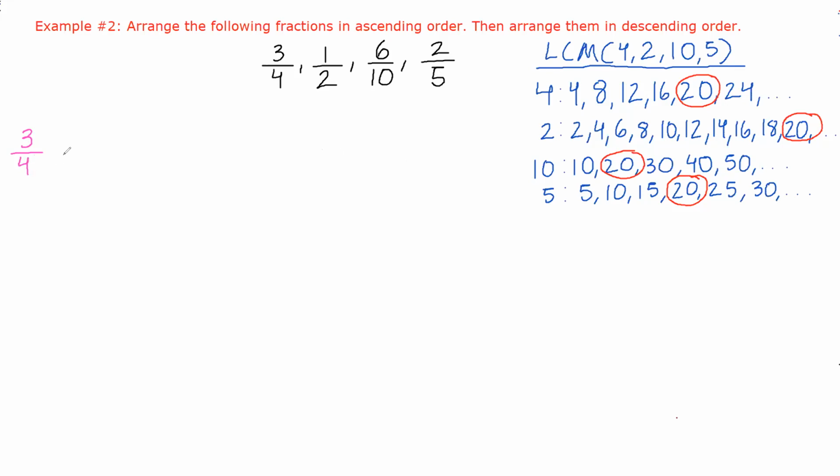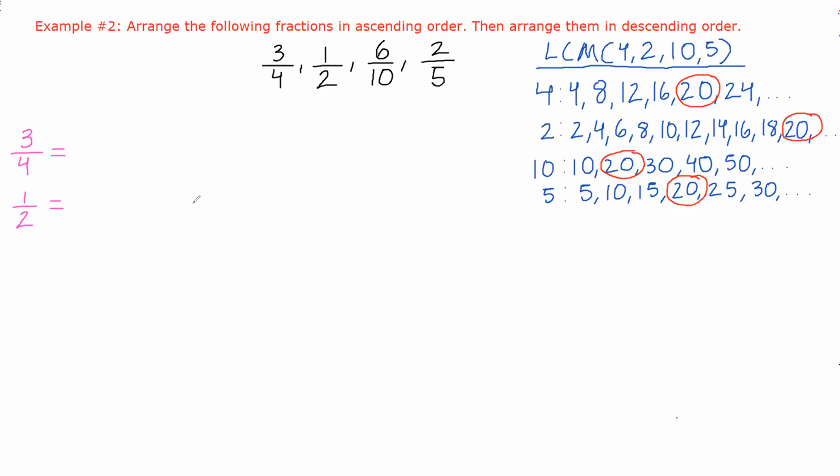Excuse me, Mr. Petit, I finished it. Oh, you finished already? Okay. What is it in ascending order? In the ascending order, I have 2 over 5, 1 over 2, 6 over 10, and 3 over 4. Okay, put that inside the chat. That'll be something for us to see if you got it.